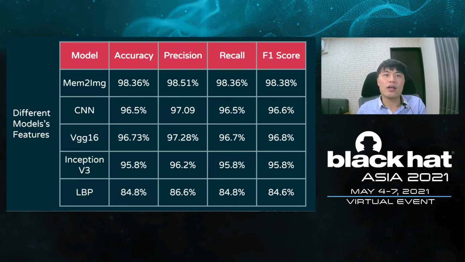This table is the experiment result of different features. The first one, Mem2Img, uses all the features extracted from the 3 convolutional networks and the LBP. It has the best result. If we only use the CNN to extract features, the accuracy is about 96%. If we only use VGG16 with the ImageNet weights, the result is surprisingly as high as the CNN, and so is Inception v3. And if we only use LBP features for training, the accuracy drops to 84%.